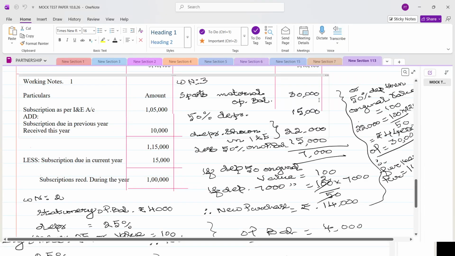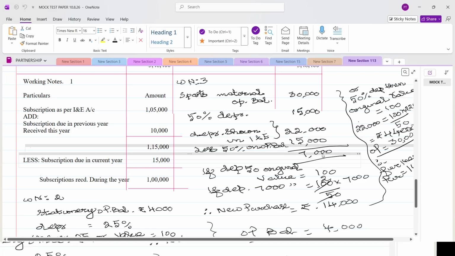Okay, sports material opening balance is 30,000. 50% depreciation should be only 15,000. But income and expenditure is showing 22,000. What is the excess amount shown? It is 7,000. If 50% is 7,000, what is the 100%? It is 14,000. This must have been purchased during the year. Okay, you can go ahead with whichever is easier for you and understandable.